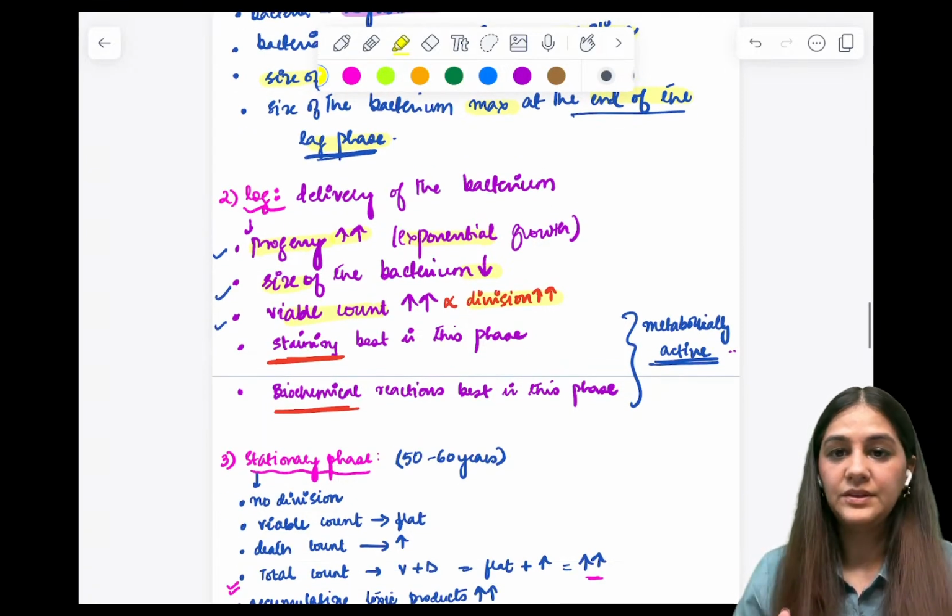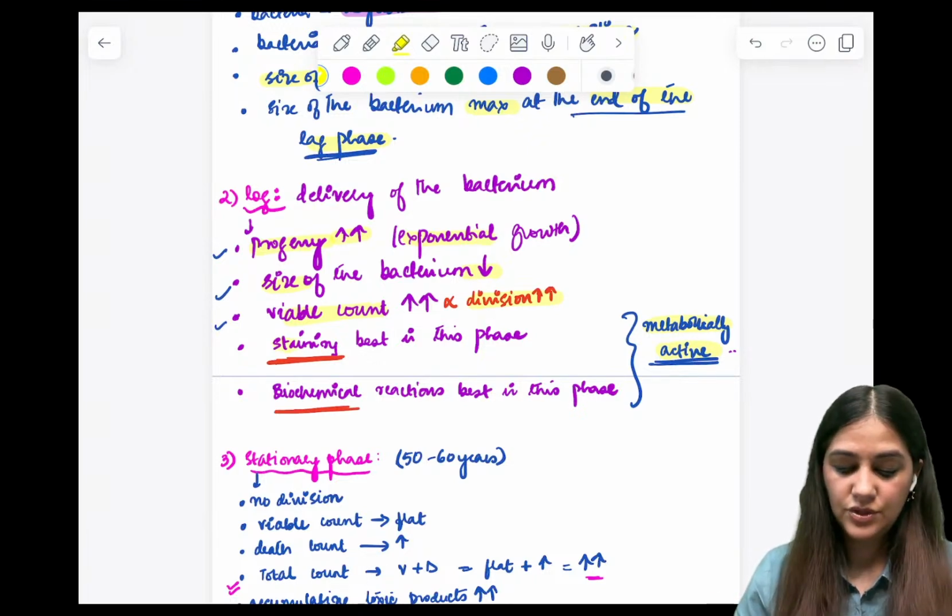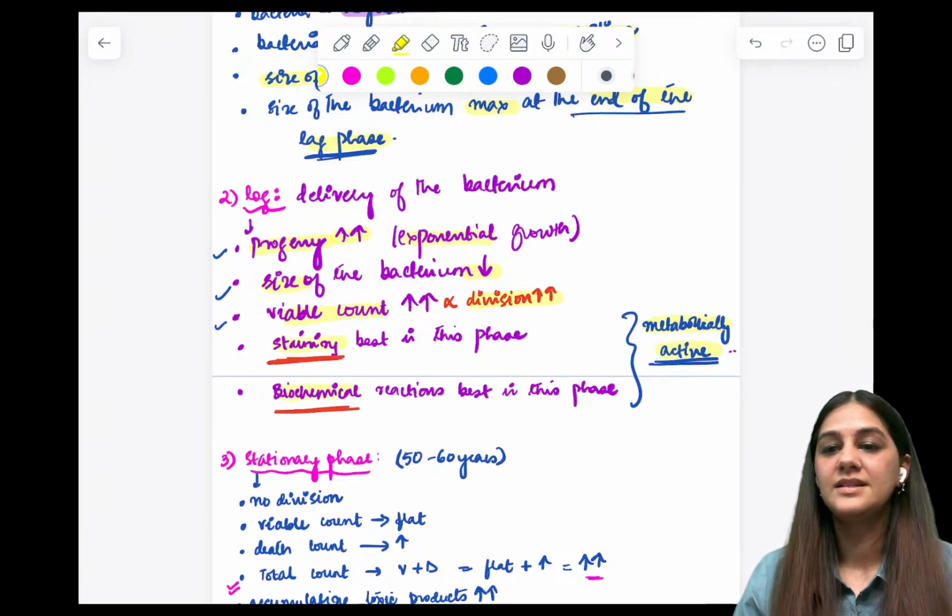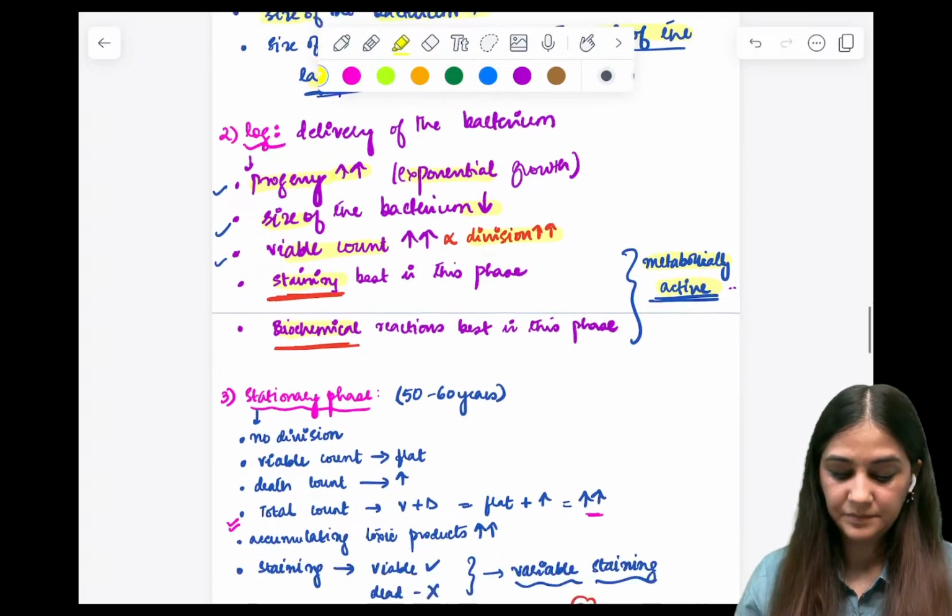What is going to happen here? Maximum metabolically active, so best staining. So staining and biochemical reactions are seen best in the log phase.